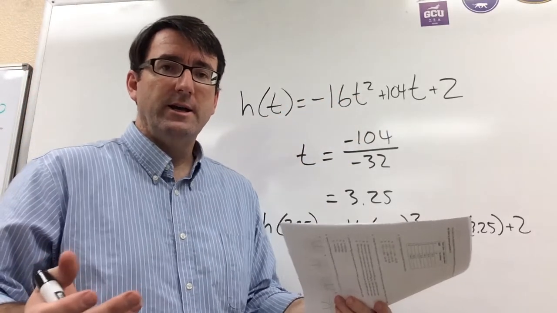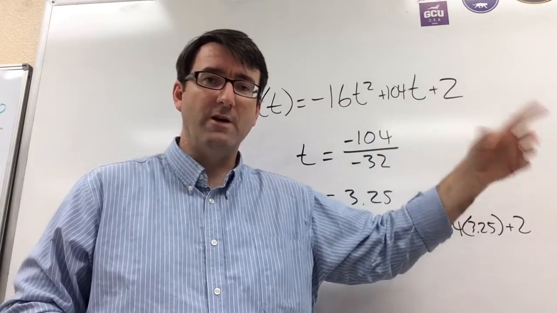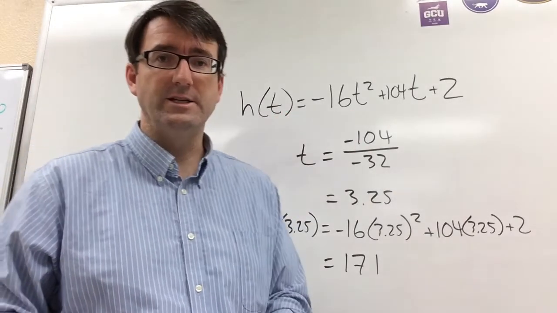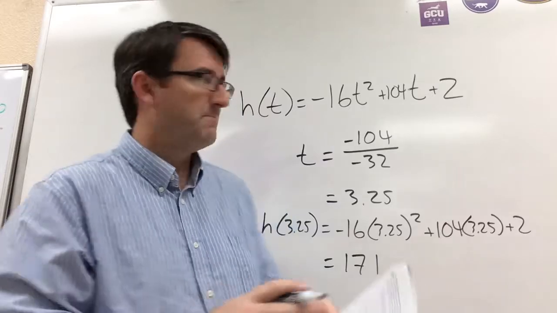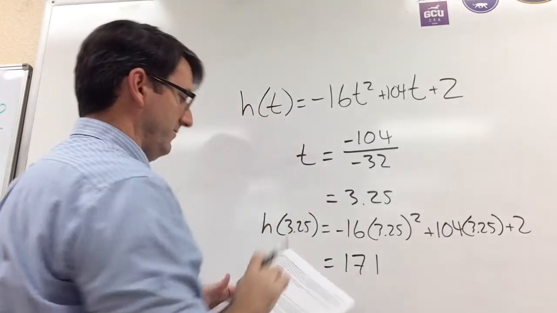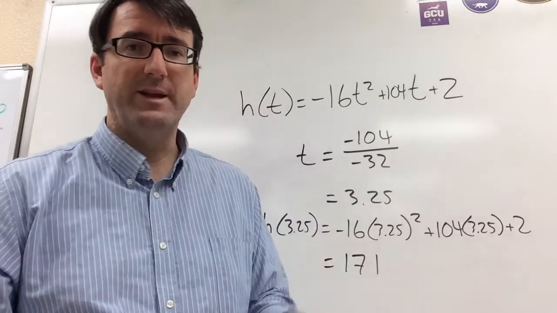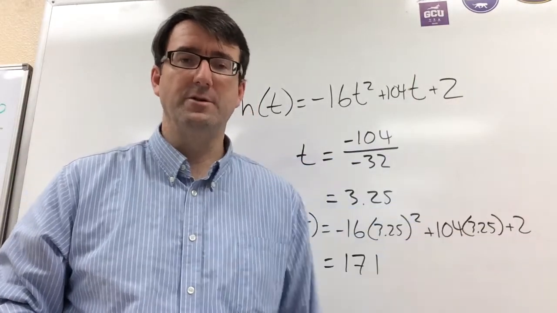So in order to find out how long it would take for the ball to reach all the way to the ground, we would just plug in 0 for H, because when the ball hits the ground, the height would be 0 feet. So if we plugged in 0 for H of t and then solved for t, that would tell us how long it took for the ball to get all the way back down to the ground.